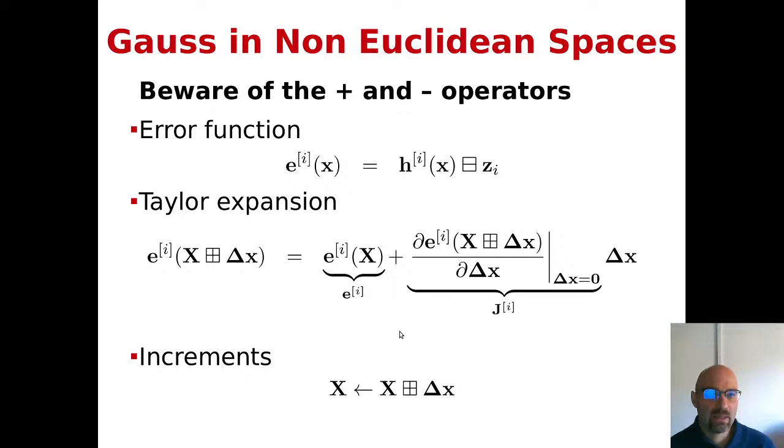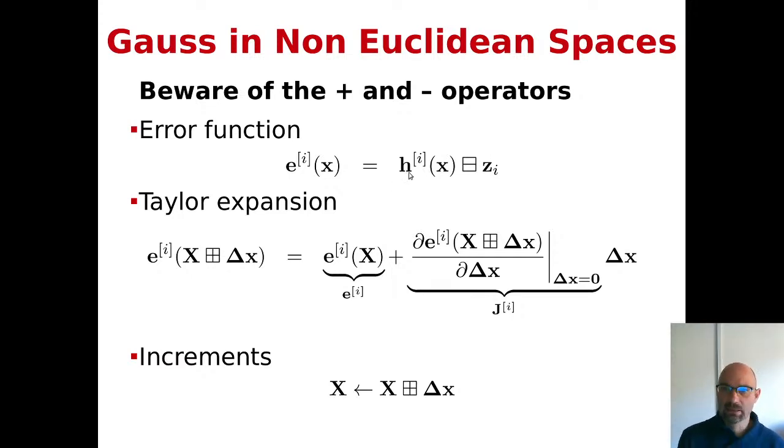Now, imagine that everything has become a manifold, so both x and z. The very first thing that we could do is to say, okay, now I have my error. My error should be Euclidean, and given that my prediction might not be Euclidean, nor my measurement might be Euclidean, I might just calculate the error vector by applying the box minus.